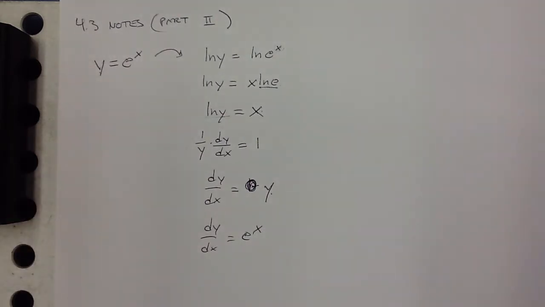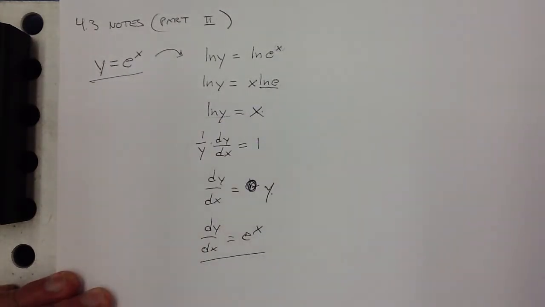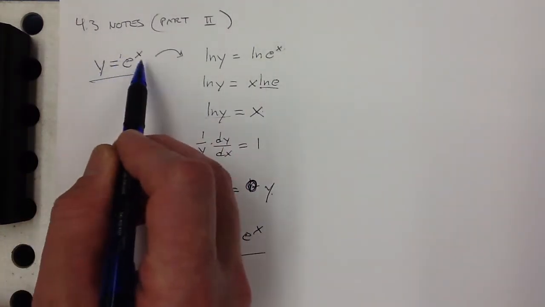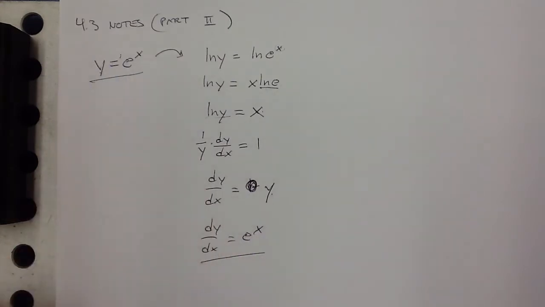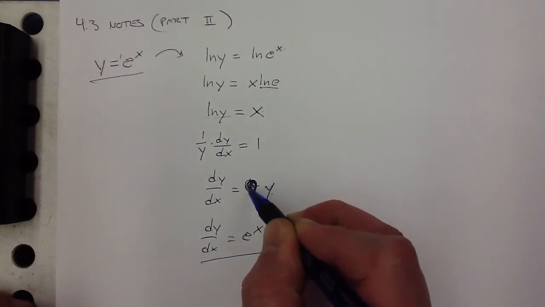And lo and behold, we have found a function that is its own derivative. This is the only function that has this property. You can put a number in front of this, like the derivative of 5e to the x is also 5e to the x because of the constant multiple rule. But this is the only function that is its own derivative. That is a very, very important result.